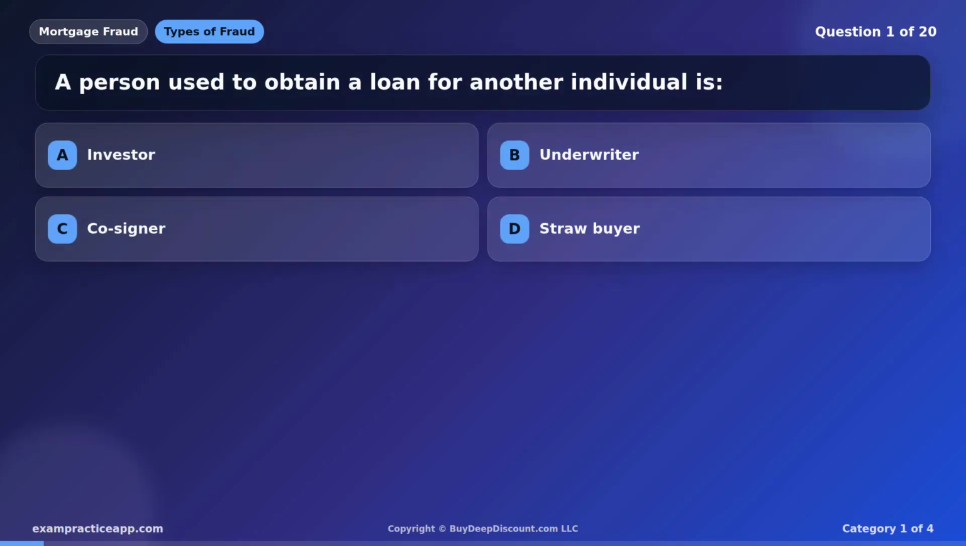Question 1. A person used to obtain a loan for another individual is: option A, investor; option B, underwriter; option C, a co-signer; option D, a straw buyer. Take a moment to choose your answer. The correct answer is option D, straw buyer. Explanation: a straw buyer misrepresents the true borrower.